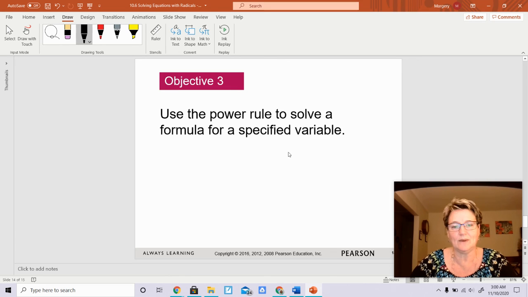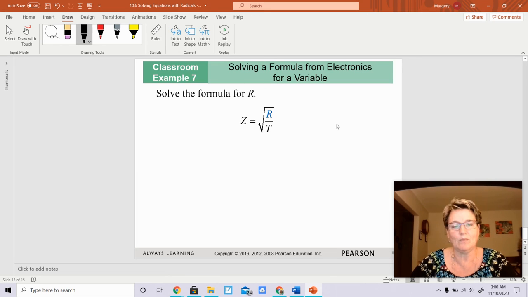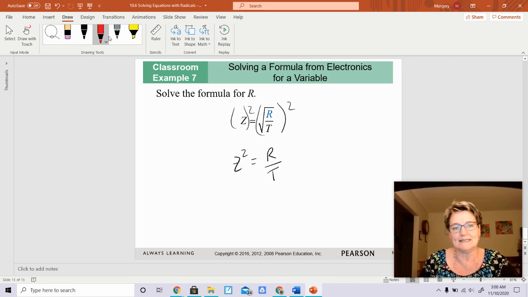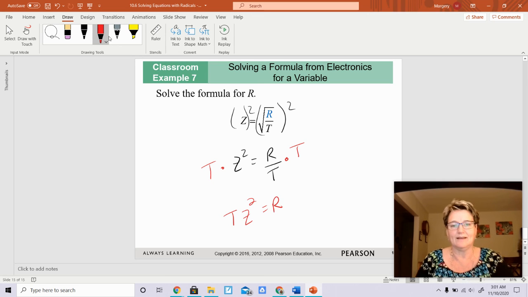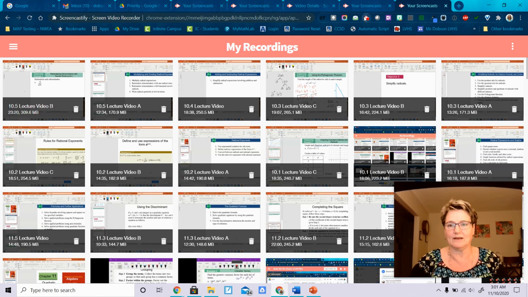And one last one. This one here, they want you to solve for r. So you're going to square both sides, and you get z squared equals r over t. I want to get r by itself, so I'm going to multiply both sides by t, and I'm going to get t z squared equals r. And that's it. Let me stop this real quick before it runs over.